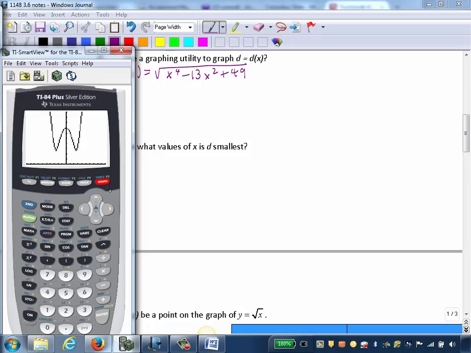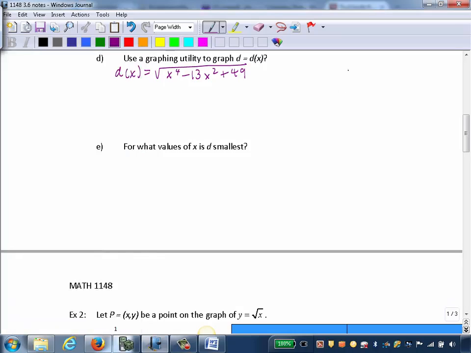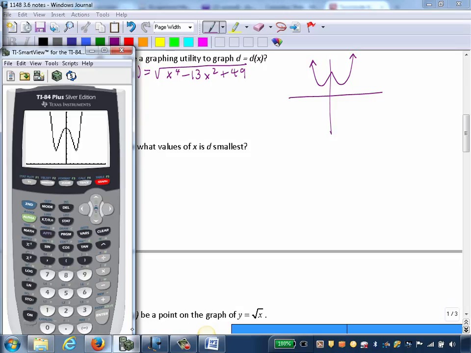So I'll go to my graph, and I get this shape, kind of a W-looking shape. It looks like it has symmetry with respect to the y-axis. So I'll make a little sketch of this in my notes here, and I want you guys to do that too, so you have it to refer to. So just make an approximate sketch of that shape. Okay, so we'll go back to our graph here.